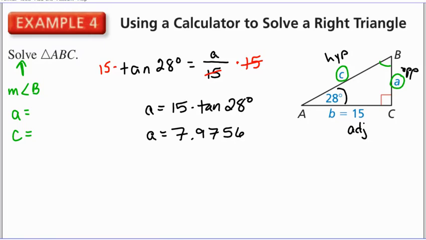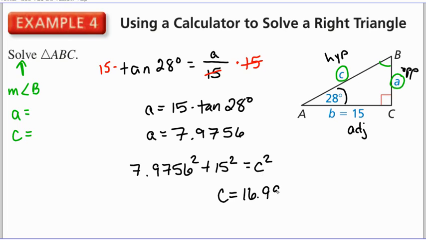Okay, and then I can use a and b in order to find c, the hypotenuse, because I've got the Pythagorean theorem, right? So I could do 7.9756 squared plus 15 squared equals c squared. When you square and add and then square root, you're going to find out that the length of c is approximately 16.99. Now you have to read the directions in your problem.